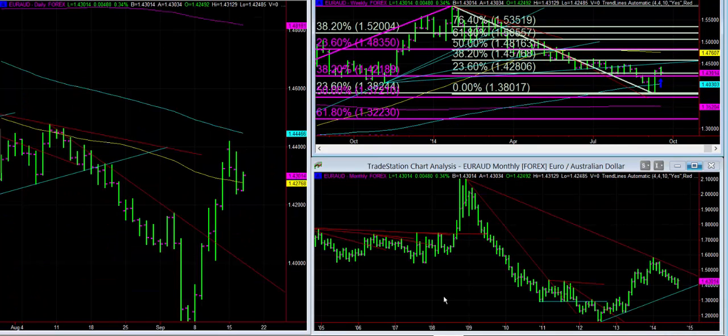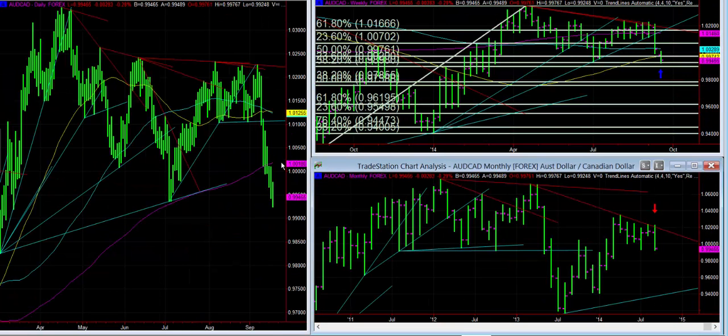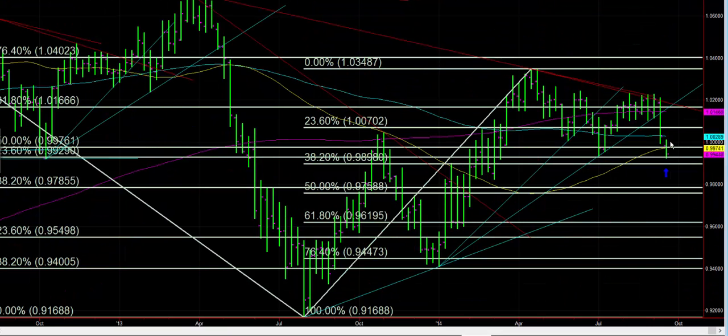Looking over at our next pair, we have the Australian dollar against the Canadian dollar. Let's go ahead and start with our weekly chart here. We have a blue up arrow to indicate that the 50-week moving average was tested on this Aussie C-dollar chart. The level coming in right around 0.9929 was supportive. So we see traders tested our key retracement level there.